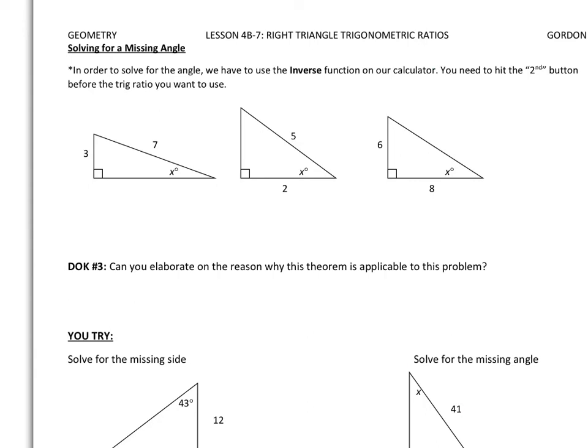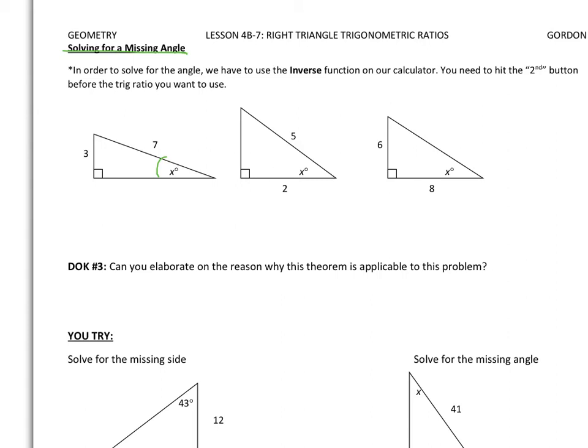Alright, so now we are solving for a missing angle right here. In order to solve for the angle, we have to use the inverse function on our calculator. You need to hit the second button before the trig ratio you want to use. So of course we're going to go ahead and label opposite, adjacent, and hypotenuse. Now this is our angle, and our angle is missing. We're going to actually use these two sides to find what the measurement of our angle is, and that is possible. This is only for a right triangle.